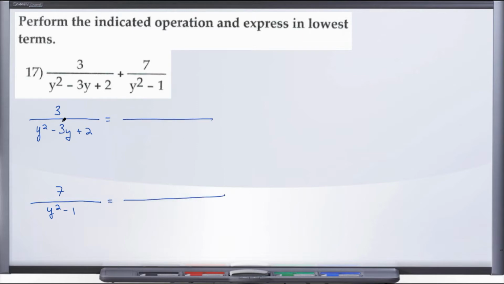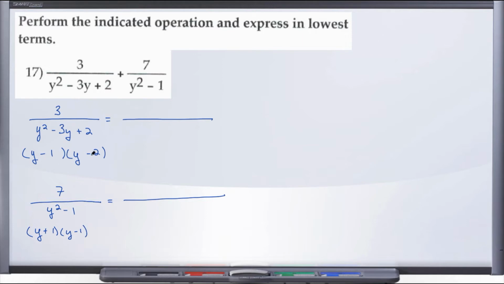So let's see. The first step is to factor each of the denominators. So trinomial here, no GCF, coefficient is 1. So this is going to factor into two binomials, y and y. And we're looking for factors of 2 that add to negative 3. Well, I think we're going to have negative 1, negative 2. And here in this denominator, y squared minus 1, that hopefully you recognize as being the difference of perfect squares. So we have y plus 1, y minus 1.